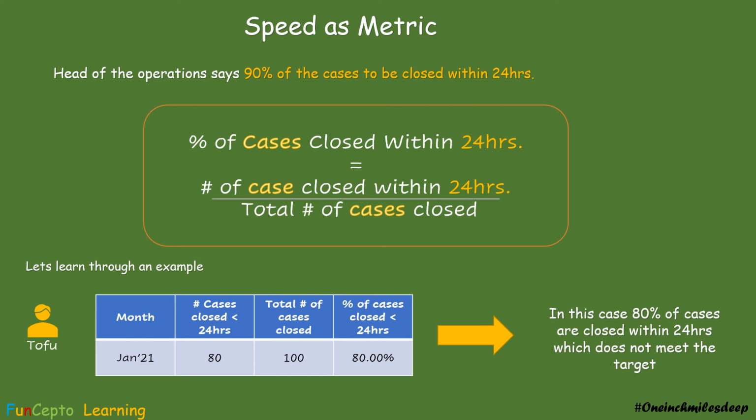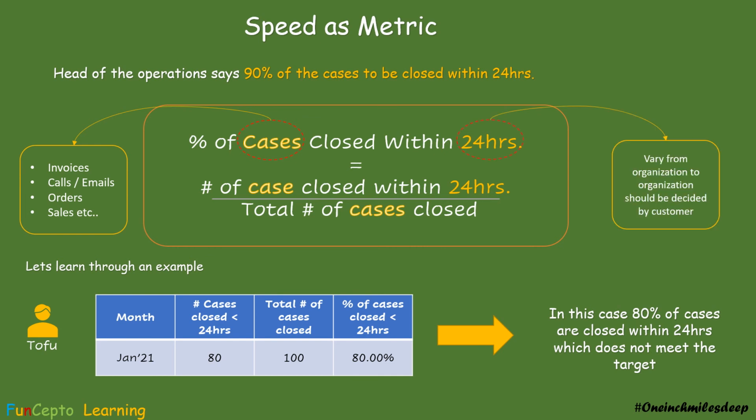This is the most common metric and definition that is used when you want to take cycle time or speed as a metric. Now what you can do here is replace cases with number of invoices closed within 24 hours, number of calls or emails closed within 24 hours, number of orders closed within 24 hours, number of sales closed within 24 hours. You just need to replace the metric for the department or operations you are handling.